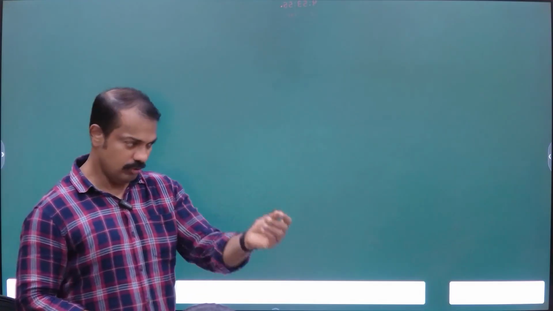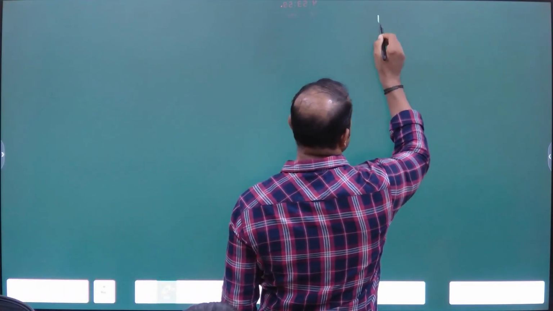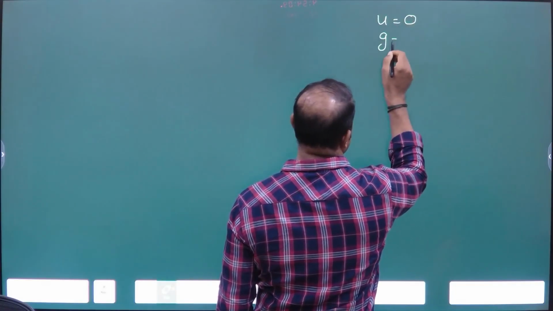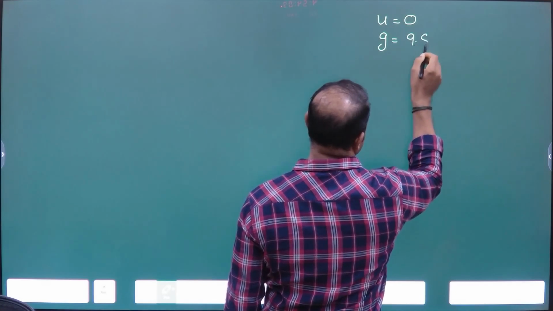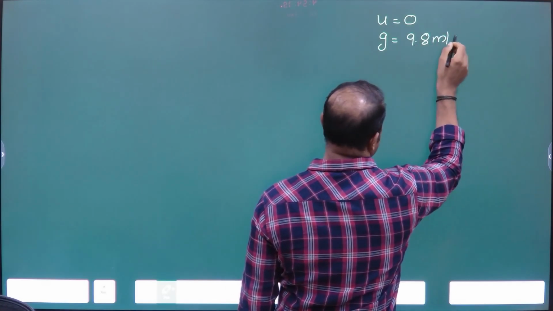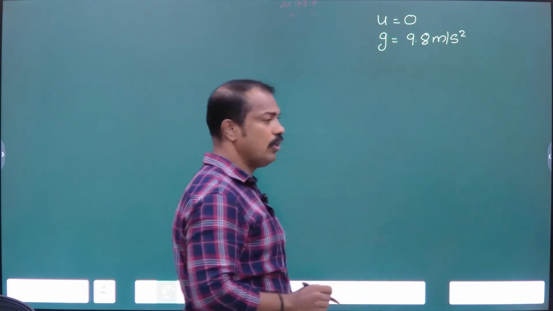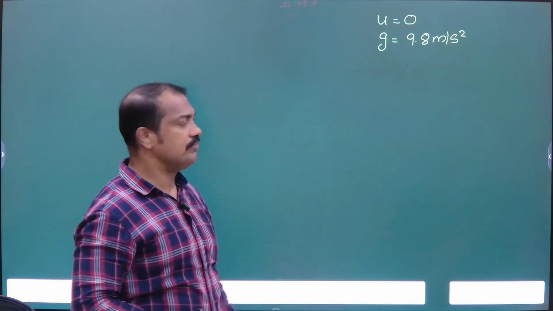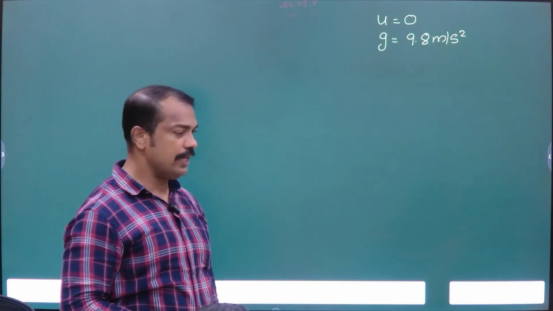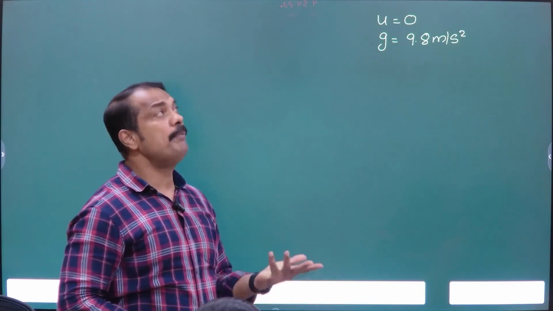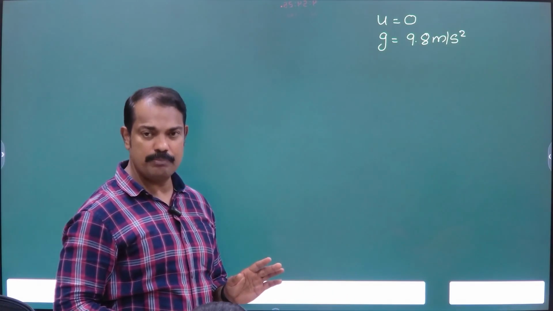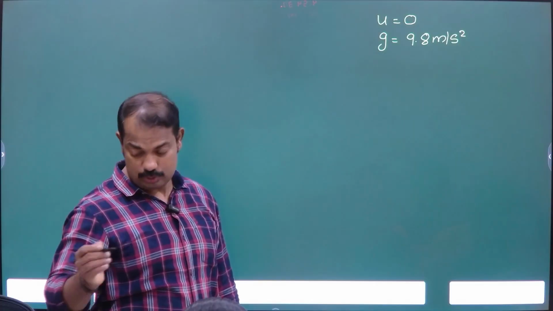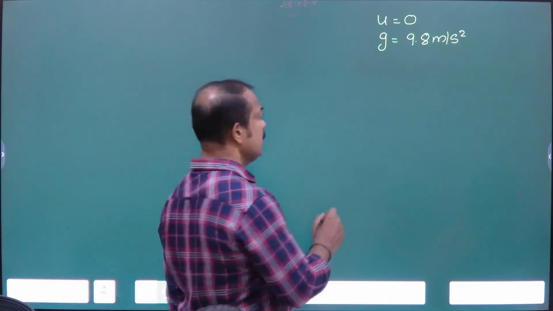That is constant. So first, U equal to 0. G positive or negative? Why is it positive? Because it is falling downward. According to the question, the object is falling downward. So the sign of G is positive, that is 9.8 meter per second squared. If it is moving upward, G equal to minus 9.8 meter per second squared. But in this question, it is moving downward. What else is given in the question? Time. How much is it?